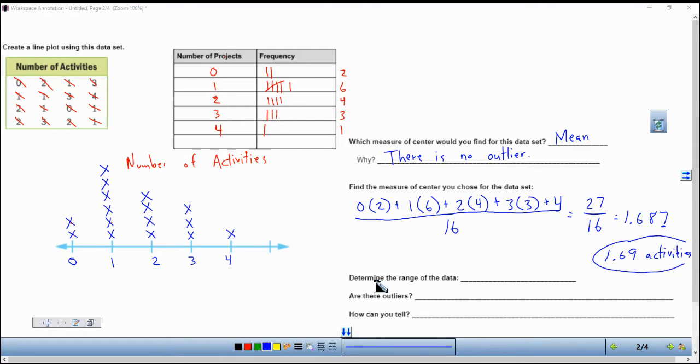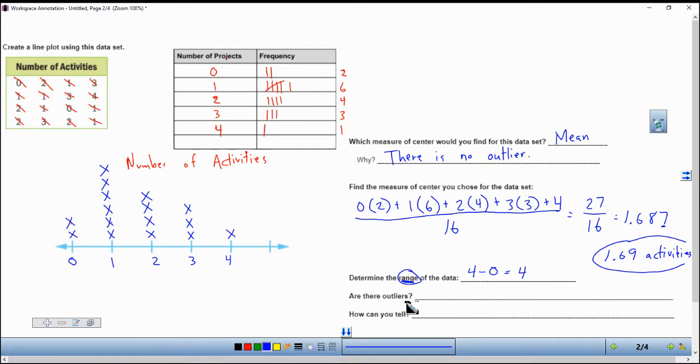So there's our mean. Determine the range of the data. Well, the range is the greatest, which is 4, minus the least. Now, the range tells us how spread out the data is. 4 minus 0 is 4. That means the data is pretty close together, because if the range was bigger, that means the data is more spread out. But these numbers are pretty close together, as you can see.